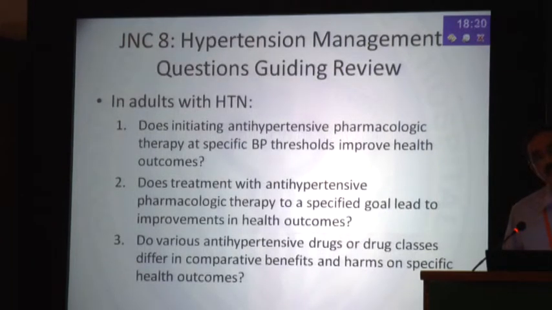So what were the 3 important questions regarding hypertension management which were addressed? Does initiating antihypertensive pharmacological therapy at specific BP thresholds improve health outcomes? The second, which is the focus of my talk, and I will limit myself to it, does treatment with antihypertensive pharmacological therapy to a specified goal lead to improvements in health outcomes? Because that is what we are ultimately concerned about. And do various antihypertensive drugs or the drug classes differ in comparative benefits and harm on specific health outcomes?